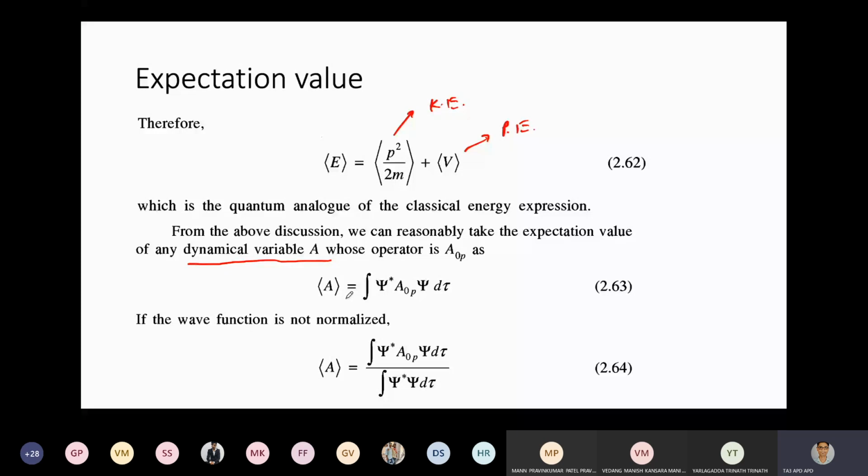And if the wave function is not normalized, so generally in most cases your function will be normalized. Okay, but if the function is not normalized, then what do we do? We simply divide this whole quantity by the normalization condition, which is the integral of psi star psi d tau. Ultimately this value is equal to 1. But there are certain problems we will see later in which the function is not normalized. There, we first have to normalize the function and then we take up the expectation value of the given dynamical variable.